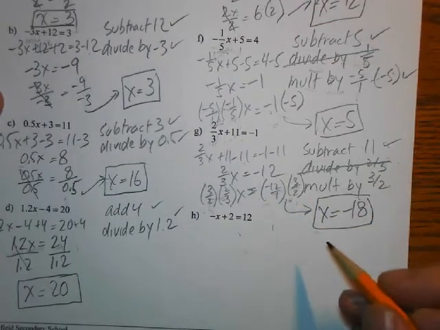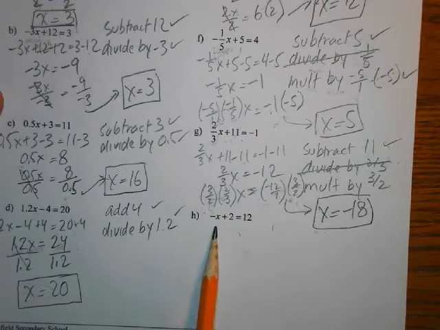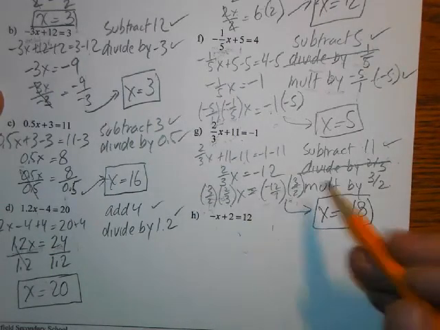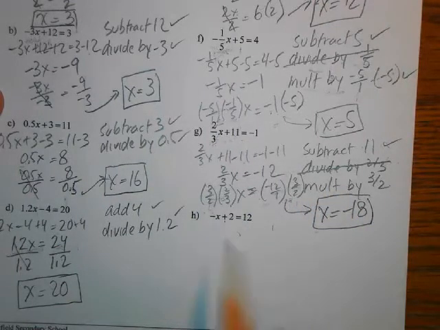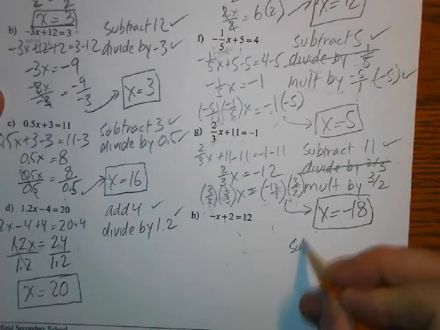Now, here we've got negative x plus 2 equals 12. This actually looks a little easier than some of the other ones. So how do we undo this? First we undo adding 2, so that would be subtract 2.